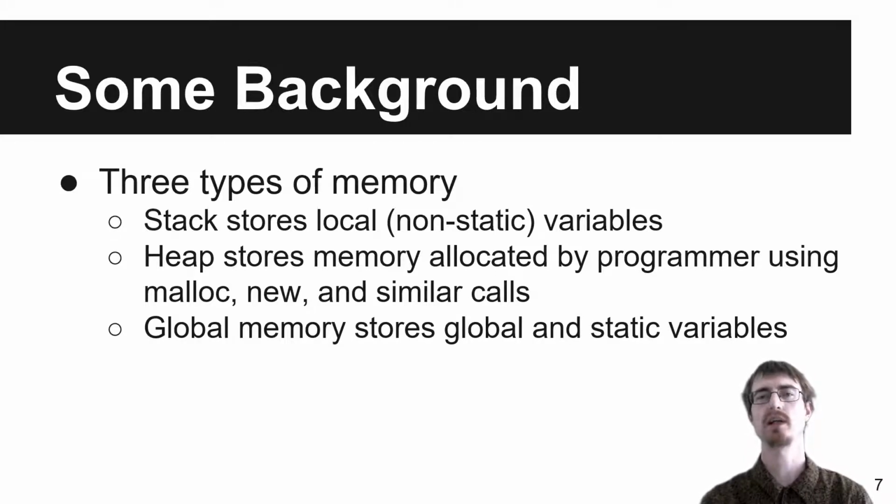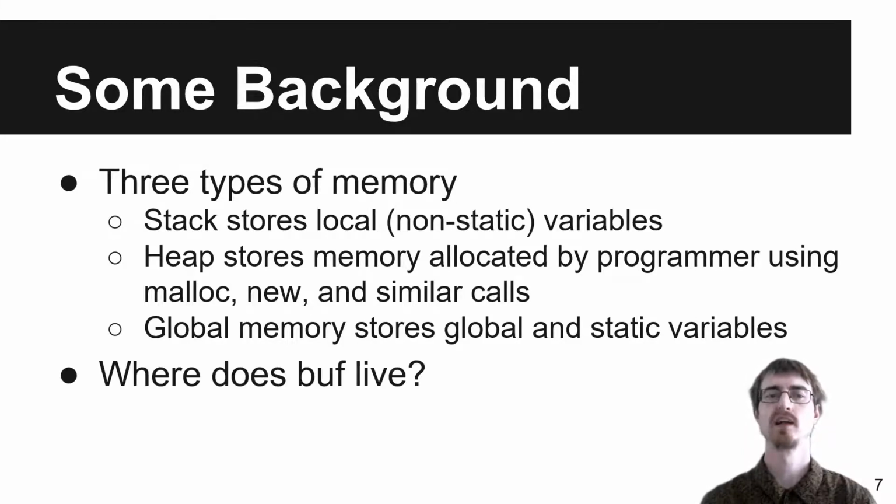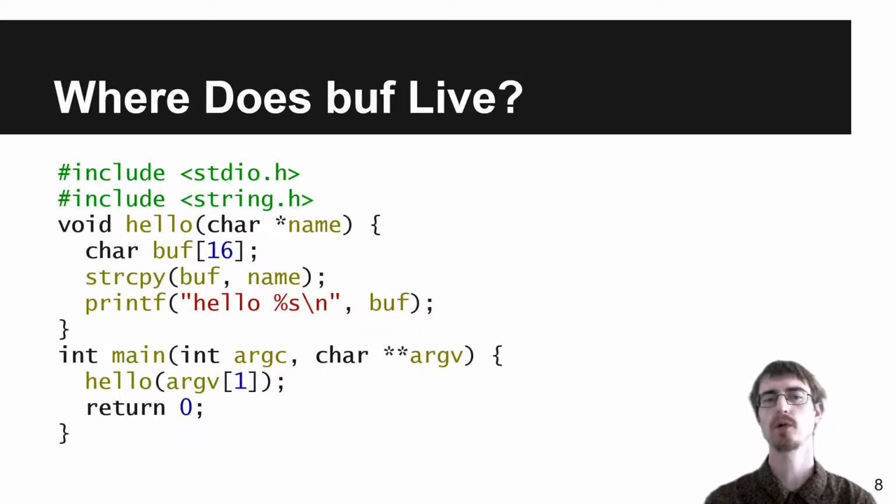So global memory is essentially always there. It doesn't need to be allocated, it doesn't need to be deallocated. Now this is for global variables as well as for static variables. So now the question, we saw the program. Where does buff live? We will see that this is important for exploitation. Well, here we have the program again. So now again the question, where does buff live? If you need some time to think about it, please pause the recording now.